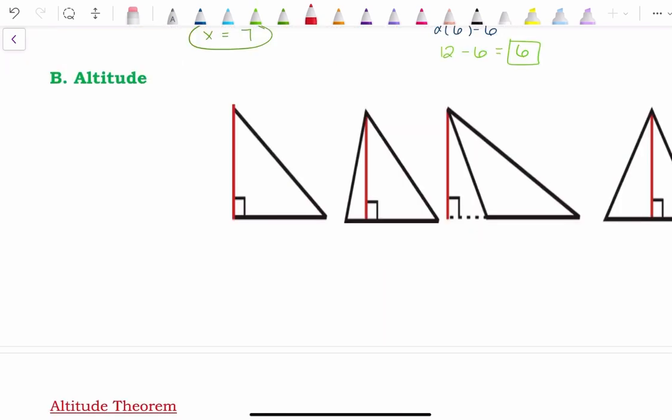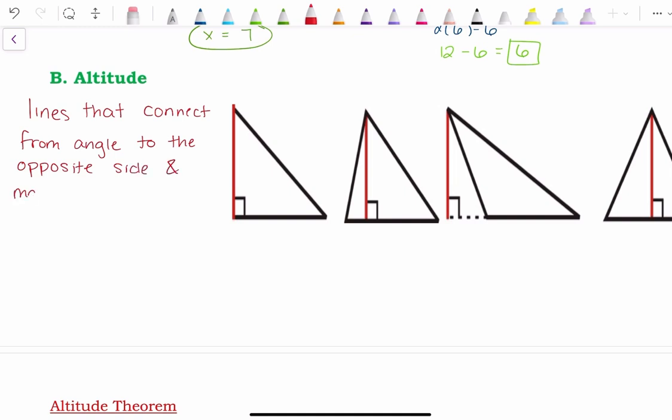Okay, next up we have altitudes. Altitudes are lines that connect from an angle to the opposite side and make right angles. These lines are straight up and down, and when we have lines that are straight up and down and make right angles with other lines, we call those perpendicular. So these are perpendicular lines.